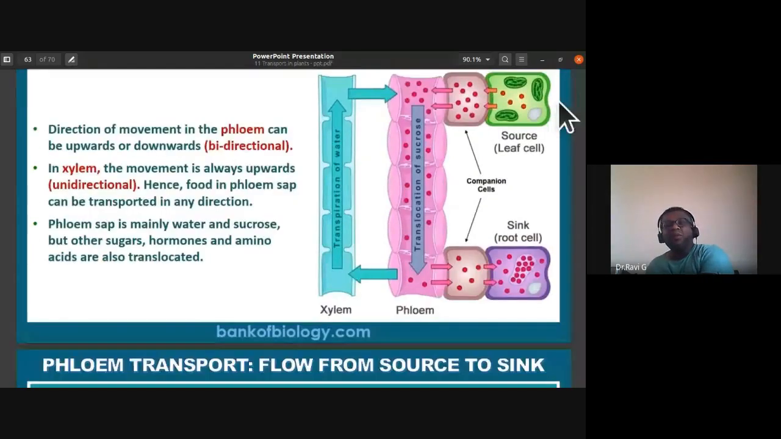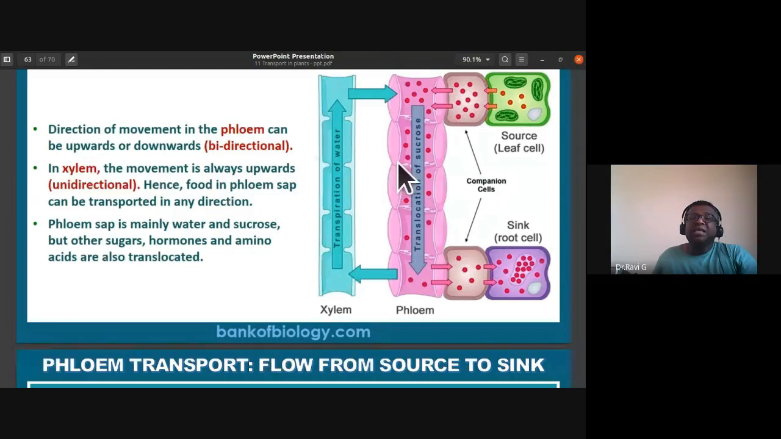So the direction of movement in the phloem can be upwards or downwards. So it is bidirectional or multi-directional flow, you can call it. In xylem, the movement is always upwards, unidirectional. Hence, food in phloem sap can be transported in any direction. So food in phloem sap can go radially, downwards, or upwards.